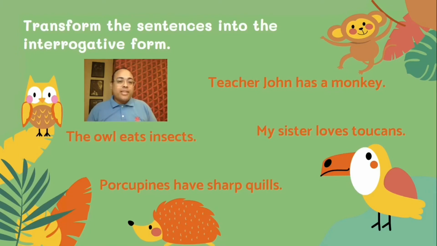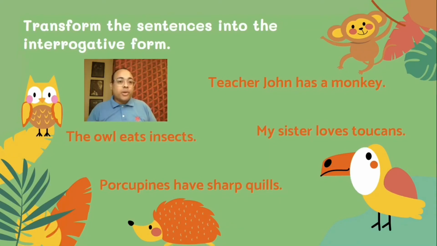The second question, the owl eats insects. How can I transform this sentence into a question? Yes, does the owl eat insects? Okay, so we need to start the question with does because the owl is in singular. Okay, and then we add the verb eat. My sister loves toucans. So in the interrogative form, this sentence is yes, does my sister love toucans? So remember, you need to start the sentence always with do or does. Okay?